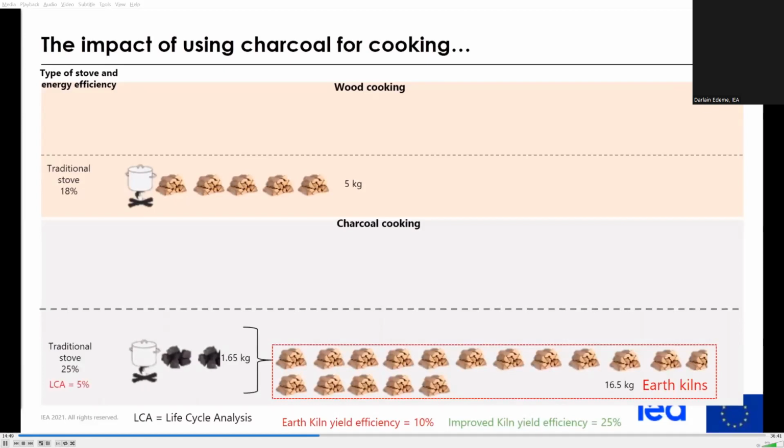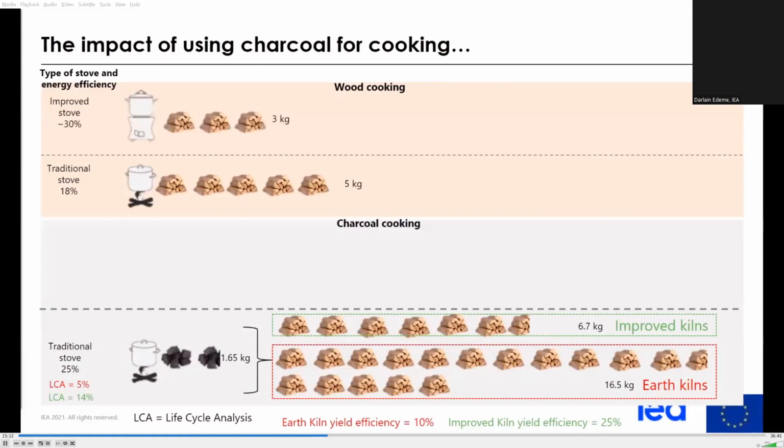The life cycle analysis shows an efficiency of 5% only. If you use an improved kiln to produce the charcoal, you are actually using around 6.7 kilogram of wood to produce the charcoal, and the life cycle analysis shows an efficiency of 14%. In an improved cook stove, you need just 3 kilogram of wood to cook a meal, which is better.